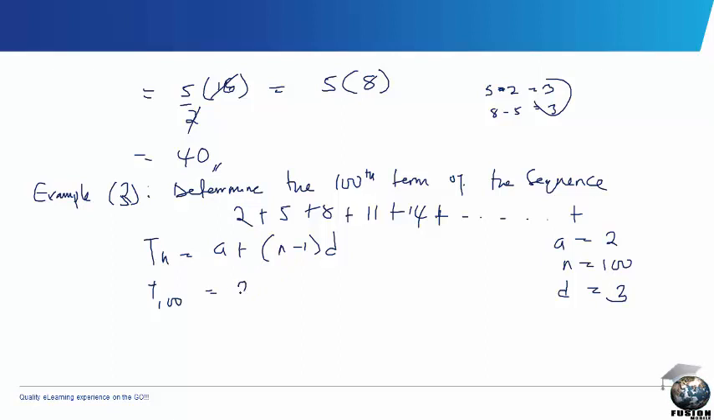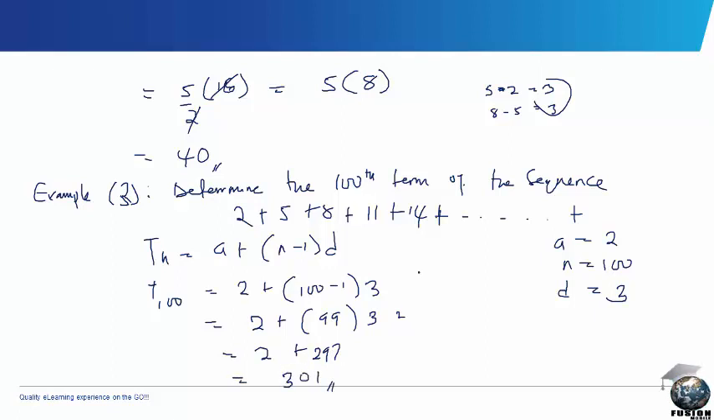Okay, so a is 2, and then n minus 1 is 100 minus 1, and d is 3. Then you have 2 plus 99 times 3. This gives you 2 plus 297, because 3 times 9 is 27, carry 2, 3 times 9 again is 27, plus 2 you have 29, so 297. And when you add 2 to 297 you have 301. So the 100th term will be 301. What we mean by the 100th term is, if you keep adding 3 till you get to the 100th term, it will give you 301. So T of 100 is equal to 301.